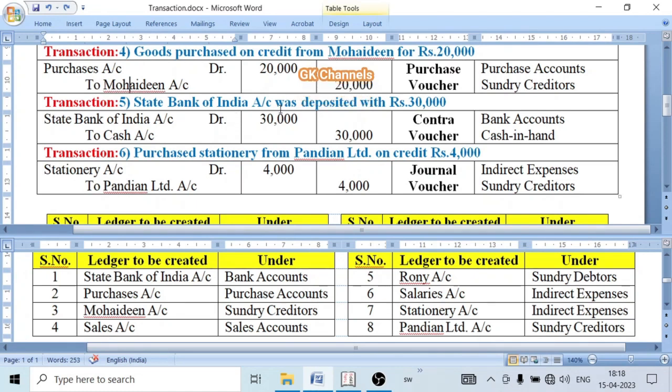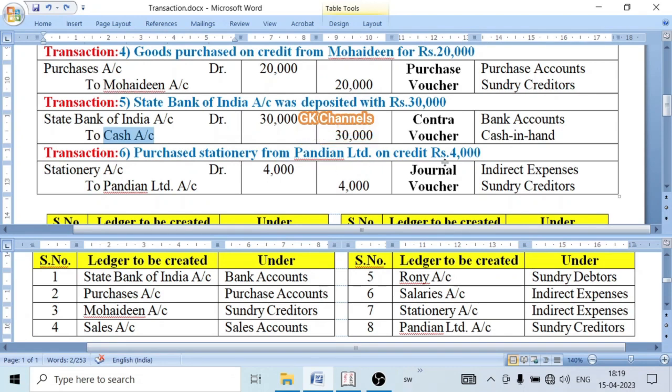Fifth transaction, State Bank of India account was deposited with rupees 30,000. Contra voucher is used. So this is a cash to cash or bank to bank transaction. So State Bank of India account debit, cash account credit 30,000. So for this we have created State Bank of India account already, and cash account is a predefined ledger. So directly we are putting the transaction.